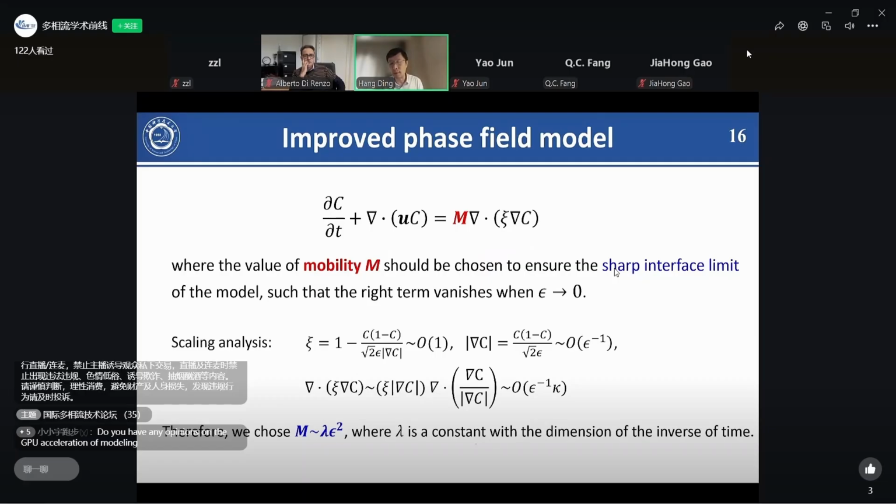the radius of the coverage, however small, it should be resolved. So we think that the kappa here, 1 over L, should be resolved here. Then, according to this scaling analysis, we can obtain that the mobility should be chosen of order epsilon square. So then here, lambda is a constant with the dimension of the inverse of time.